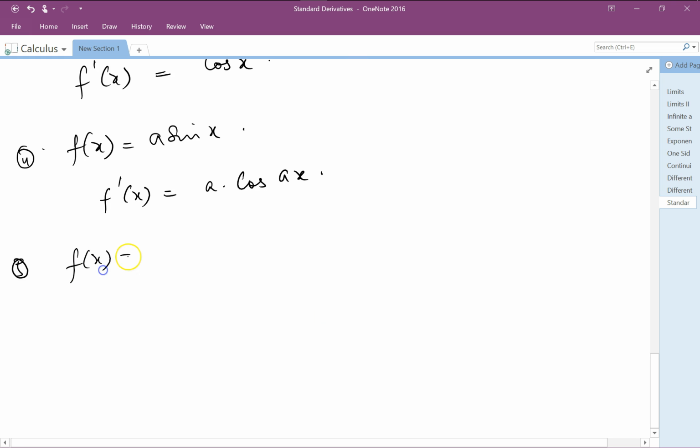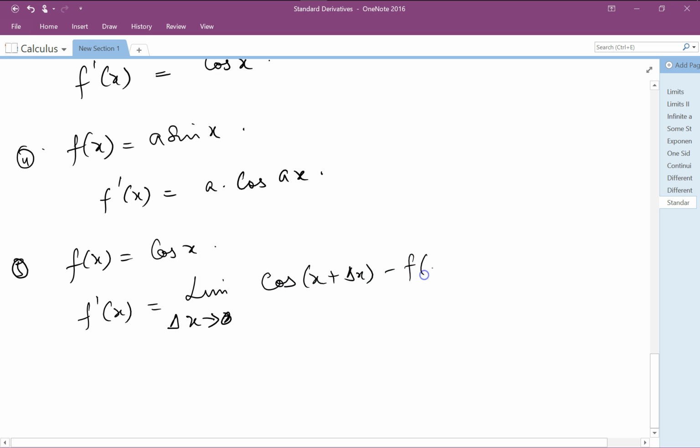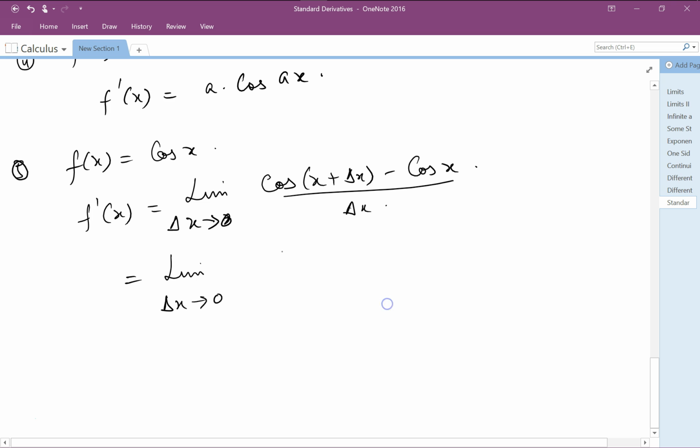f of x is equal to cos x. So f prime of x would be equal to, we can always do it step by step, the limit as delta x approaches 0 of cos(x plus delta x) minus cos x, divided by delta x. You have to remember the identities.